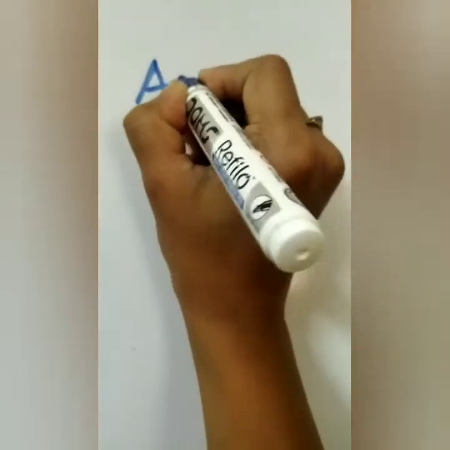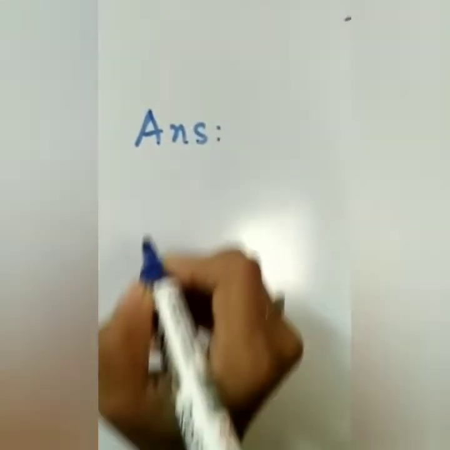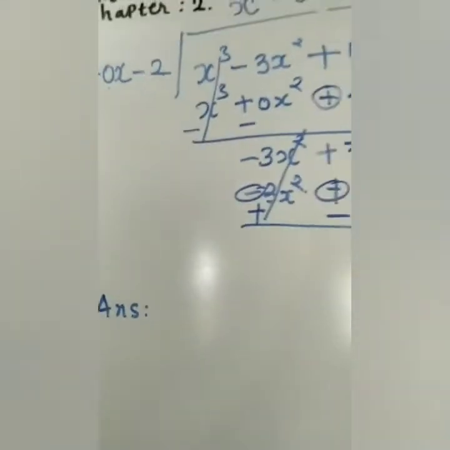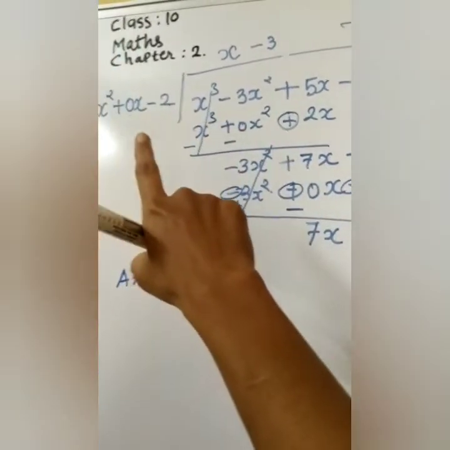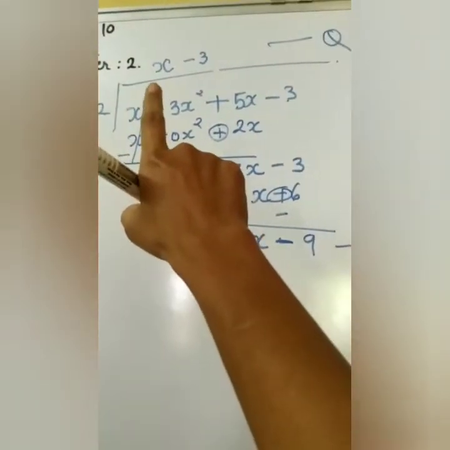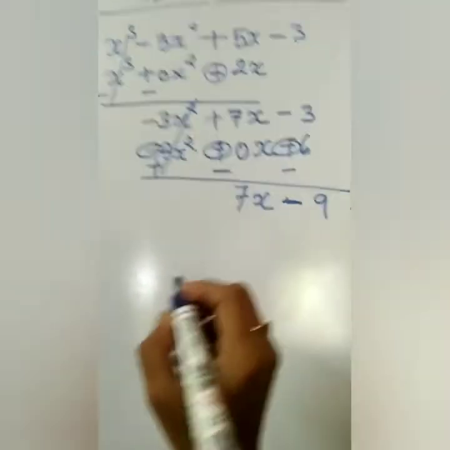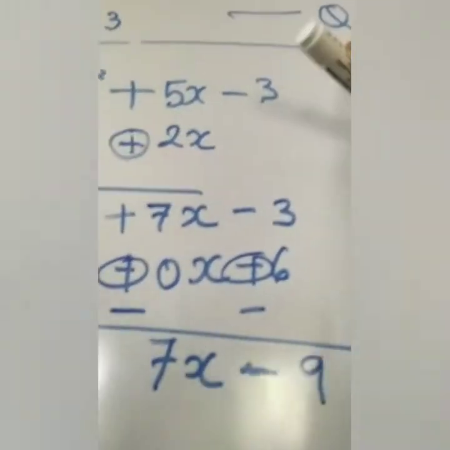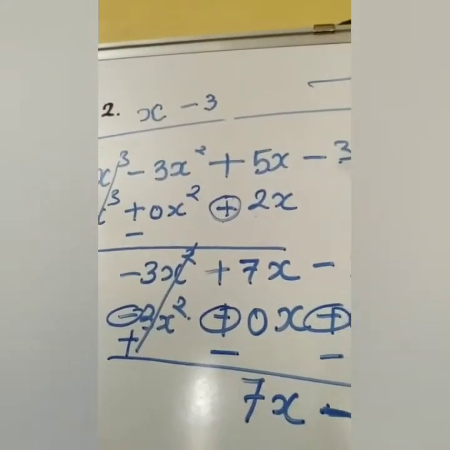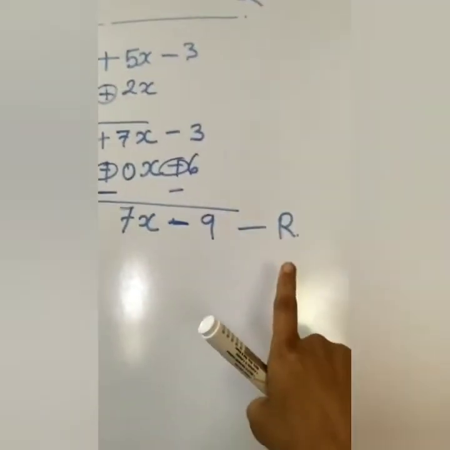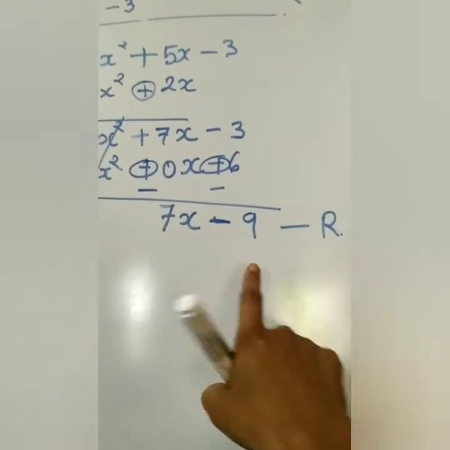We will write our answer. They ask us that if we are dividing p of x with g of x, what kind of quotient we are getting and what kind of remainder we are getting. So we will write that our quotient is x minus 3 here only, and our remainder is 7x minus 9.